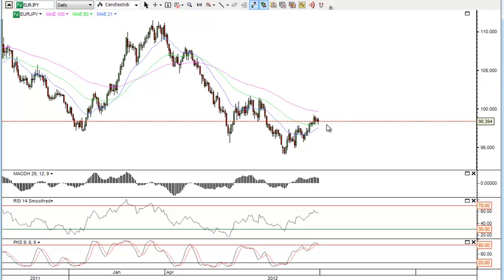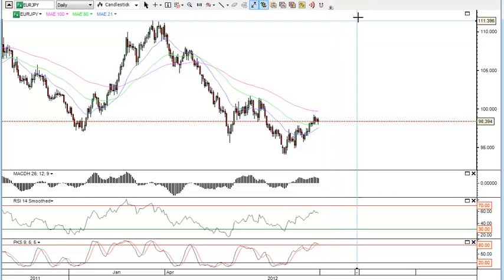So it is looking bullish for the Euro Japanese yen, not as bullish as the US dollar, but I'd say that if we stay above this horizontal level of about 96.80, then we will head higher. We will probably head towards this top 101.50 and possibly higher.